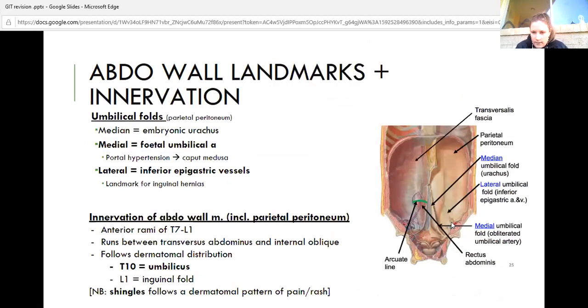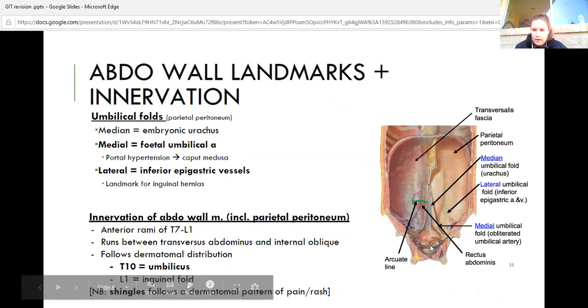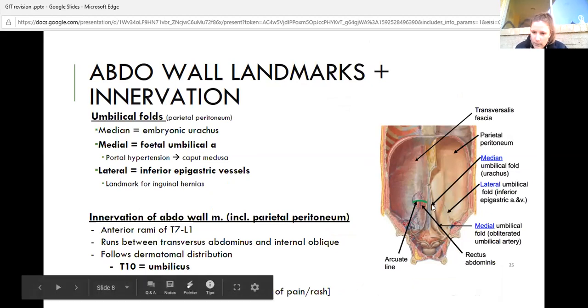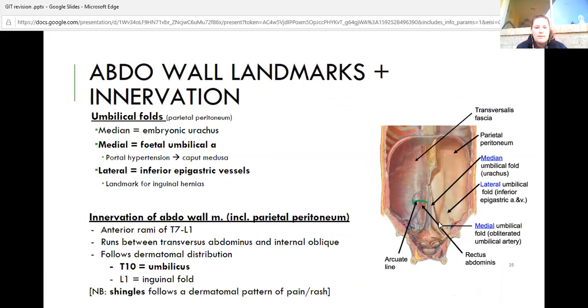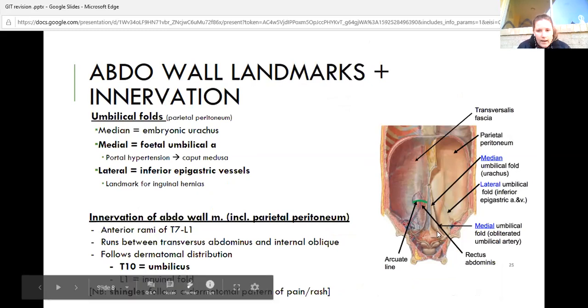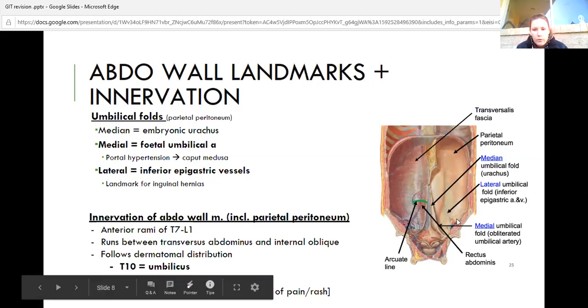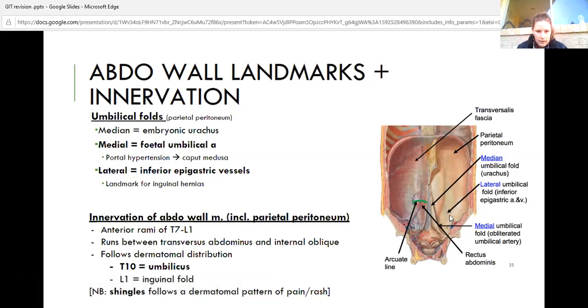Other landmarks are your umbilical folds. In this diagram, imagine you're the stomach looking at the front abdominal wall, so it's from the inside. The important ones are the medial umbilical fold, which is your obliterated fetal umbilical artery. That's important for portal hypertension, and it's basically the pathophysiology behind caput medusae. And then the lateral fold is your inferior epigastric vessels, which is a landmark for inguinal hernias.